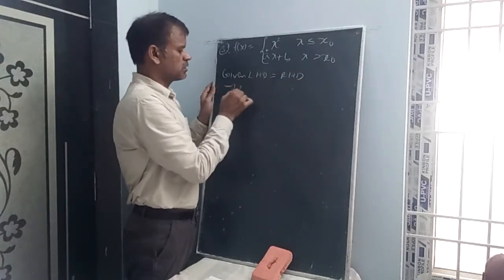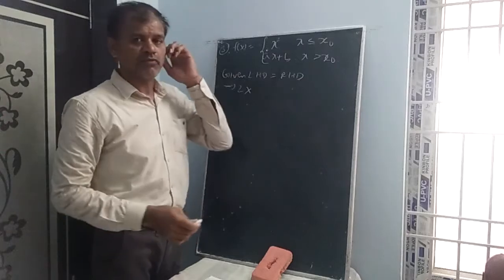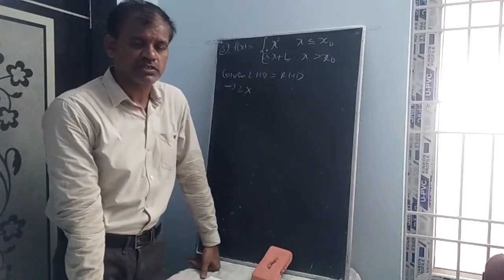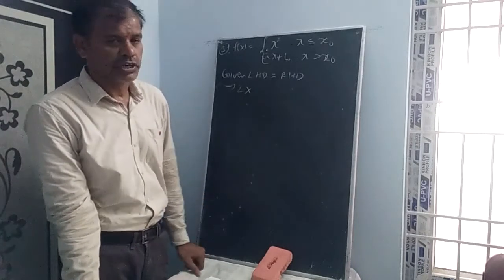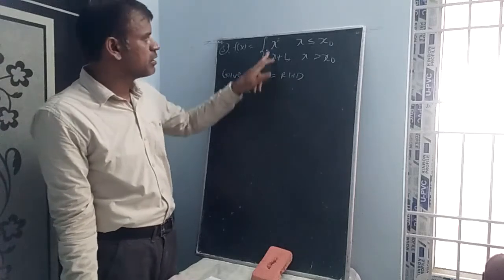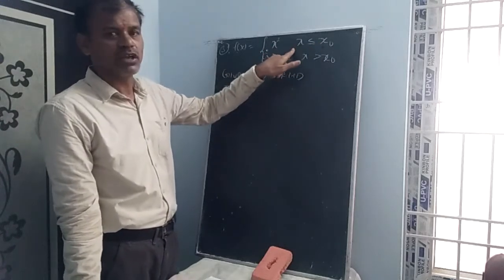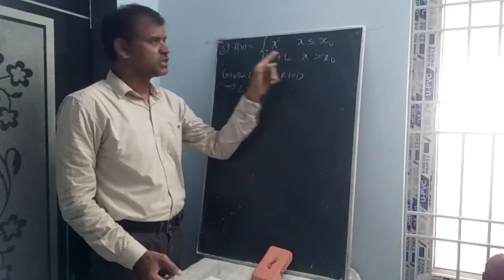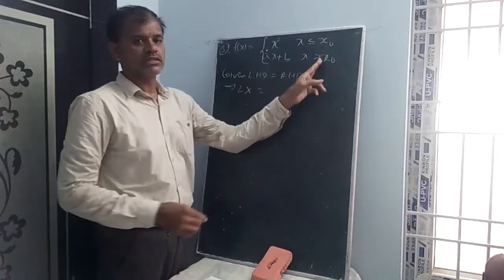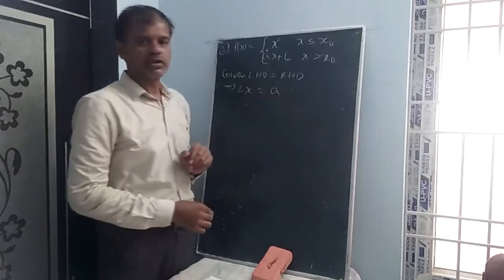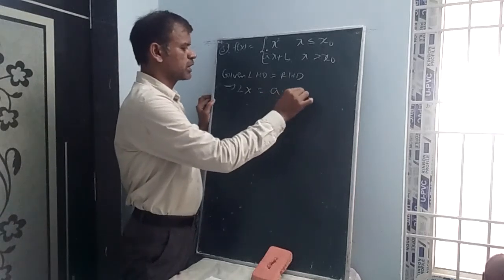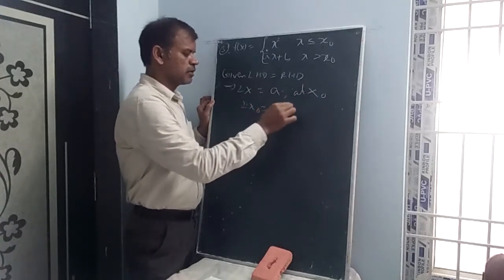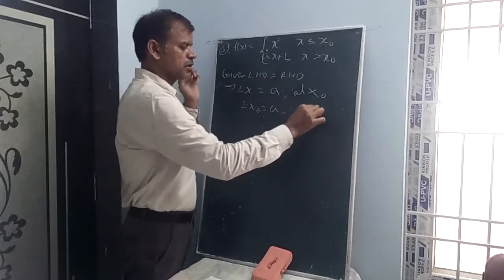LHD equal to RHD. So LHD means 2x. No need to calculate in the form of limit x tends to a, f of x minus f of a, whole by x minus a, or limit h tends to 0, f of x plus h minus f of x, whole by h. No need. Directly you can understand: whenever it is differentiable, for LHD x less than x naught, this is the left neighborhood, and x greater than x naught, this is the right neighborhood. LHD means here the left neighborhood: derivative of x square is 2x, and this is the right neighborhood: derivative of ax plus b is simply a. So at x naught we can write 2x naught equal to a. So x naught equal to a by 2 you can write.